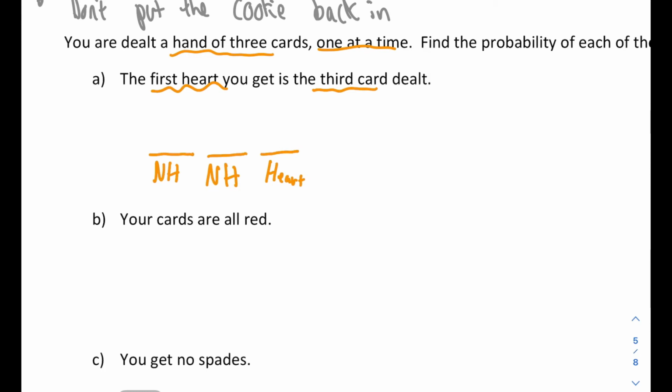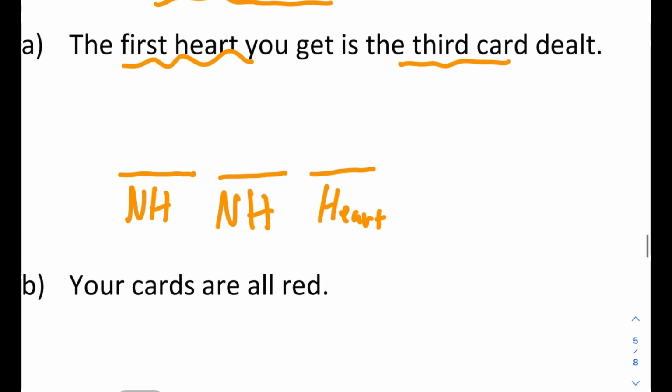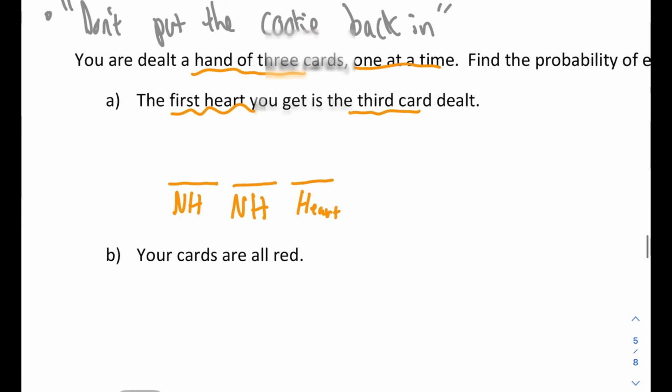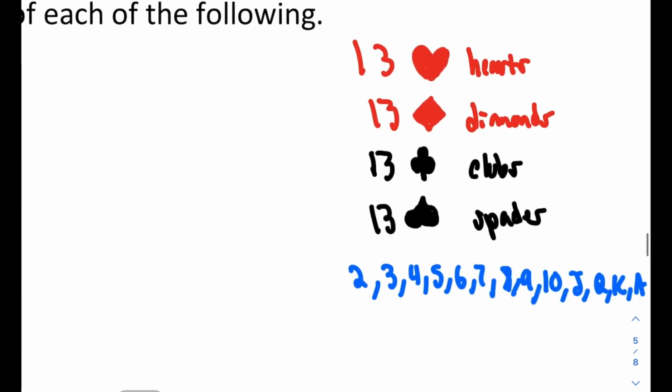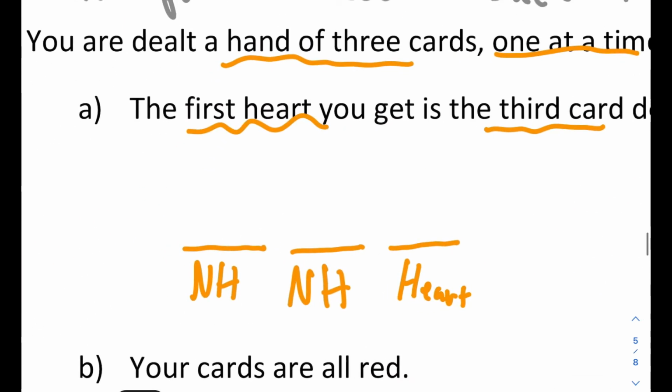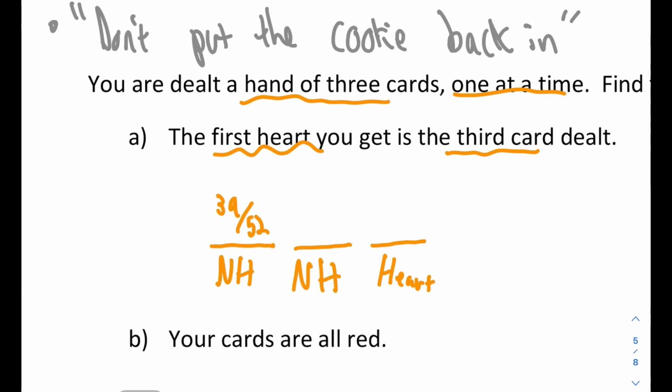But now this is where you have to think, when we're drawing cards, when you get your first card, now you keep that card. We are not replacing it. So my first probability, we got to pick a card that's not a heart. Well, looking over here, there's 39 cards that are not hearts out of a total 52. So now let's say you get that card. That's your card. You keep it.